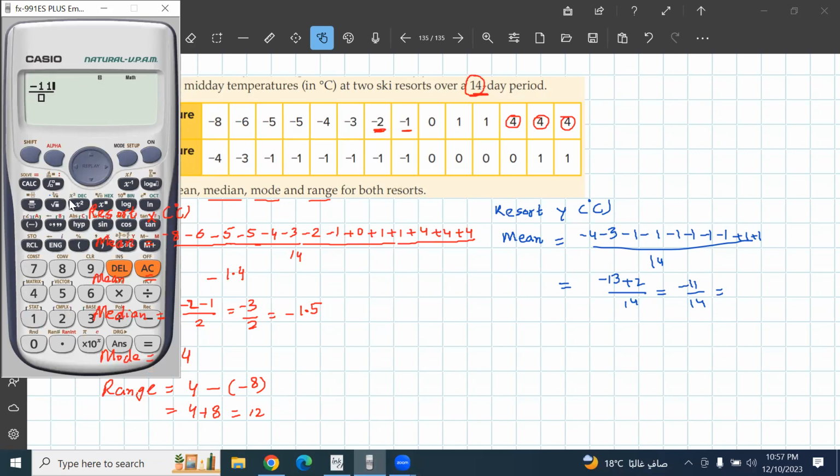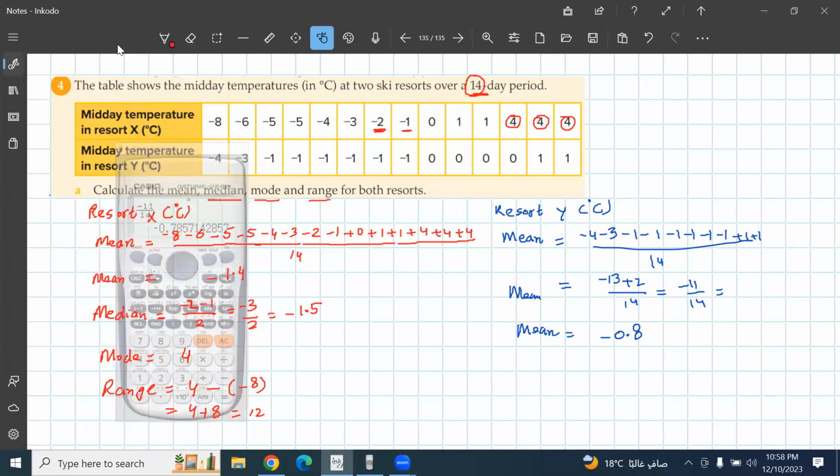Negative 11 divided by 14 gives me the value 0.7. And if I write it to one significant figure, the mean is equal to negative 0.8. This is one significant figure. So we move on. Next we have to find the median value of the set of data which represents midday temperature in resort Y.